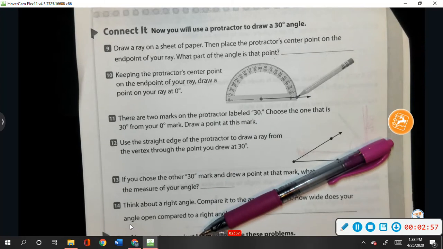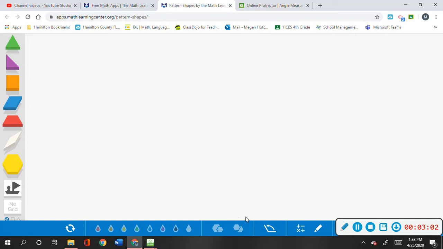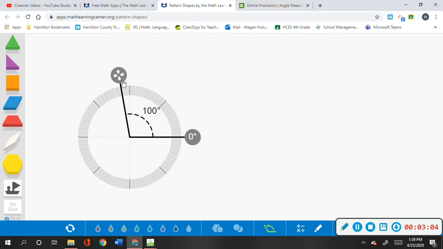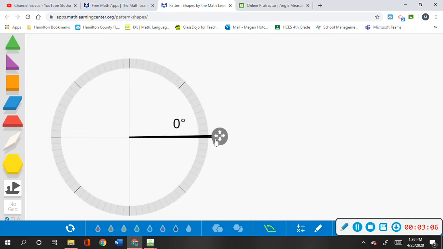So we're just going to go straight into the app. We're going to use our protractor tool. We're going to start at 0. Alright. And it says, draw a ray on a sheet of paper. Then place the protractor center point at the end point on your ray. So let's draw our ray. We're just going to draw him right here.